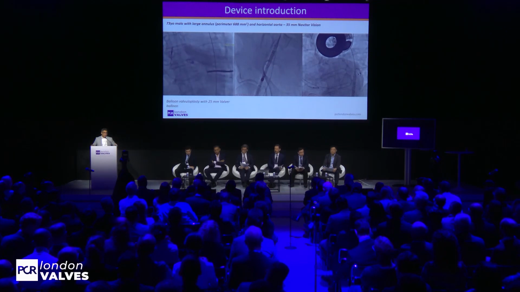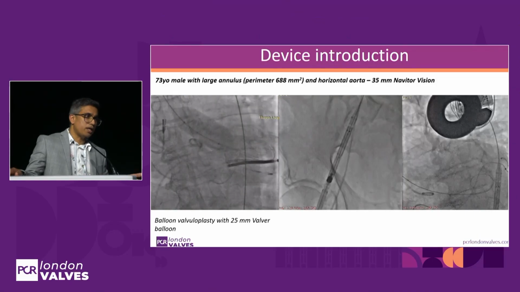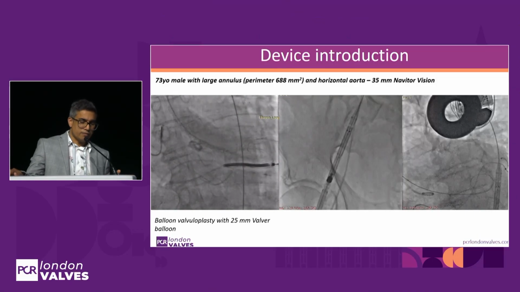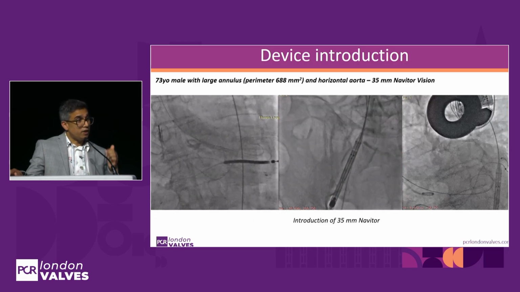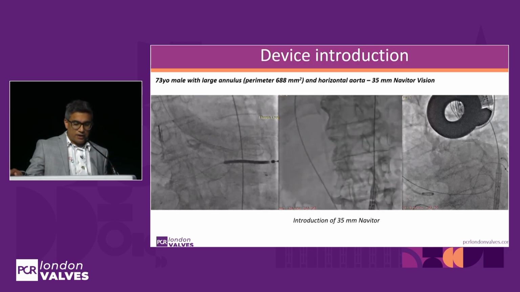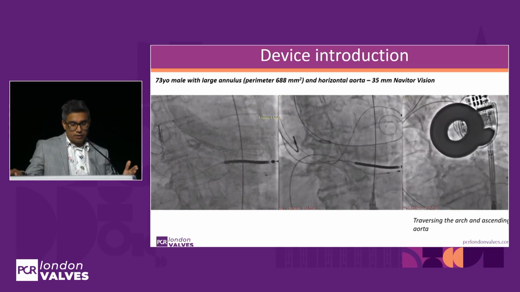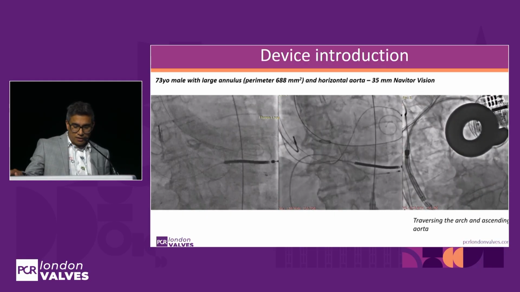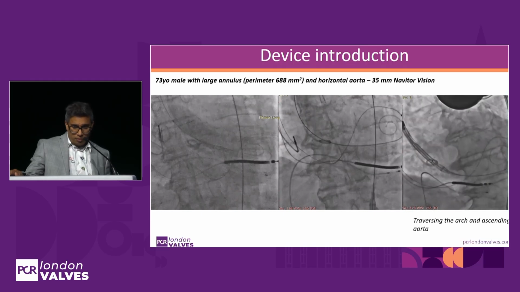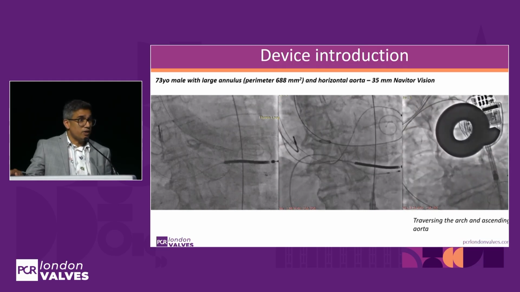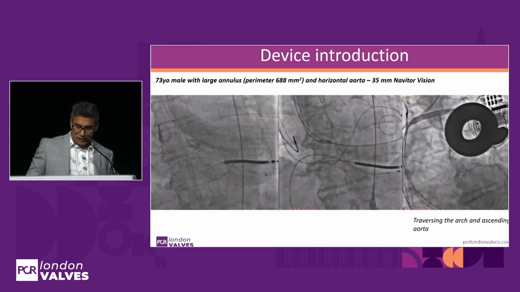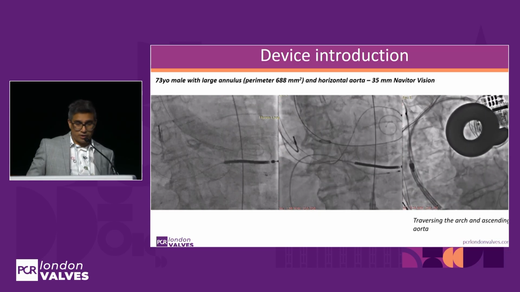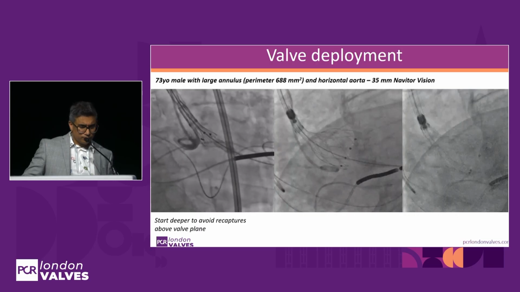With the larger valves, I always predilate, irrespective of the amount of calcification. I think it just allows for the uniformity of the device to expand when you deploy these. You can just see this is the 35 millimeter going in and around the aortic arch. It's very similar and very smooth to introduce. And it is just that 15 French inline sheath that we're going in for.